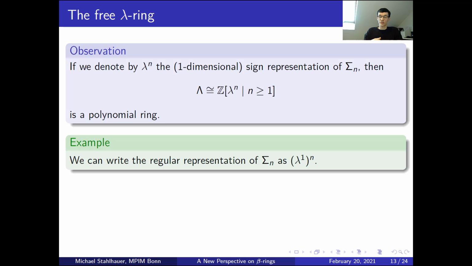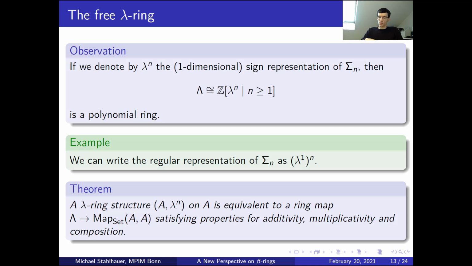And just an example to see how this calculation goes. For example, the regular representation of sigma n, which is the action on the free vector space on sigma n, is just induced up from the trivial representation. So this turns out to be lambda 1 to the n.